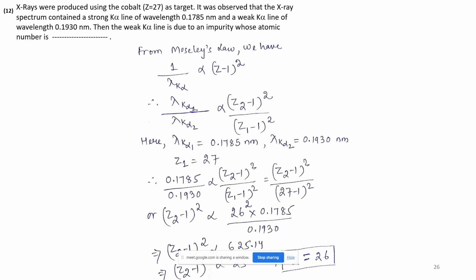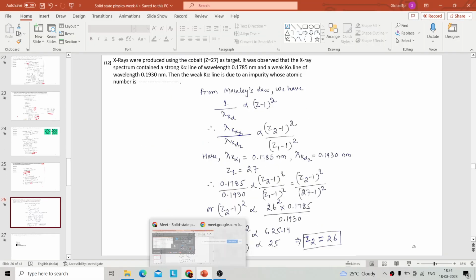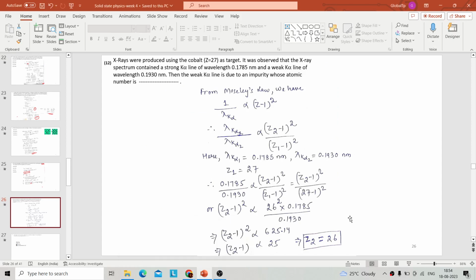So if you take the ratio, you will get (Z2-1) whole square divided by (27-1) whole square. Substitute all the values and rearrange it, and you will get the final answer: Z2-1 is proportional to 25. From there, you will get Z2 is equal to 26. Okay.